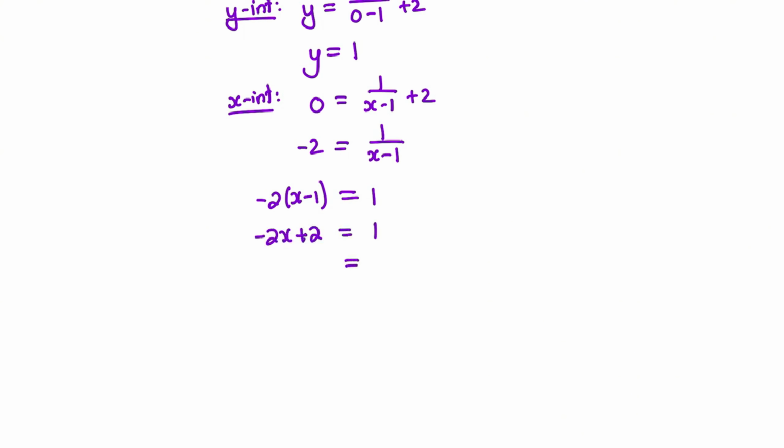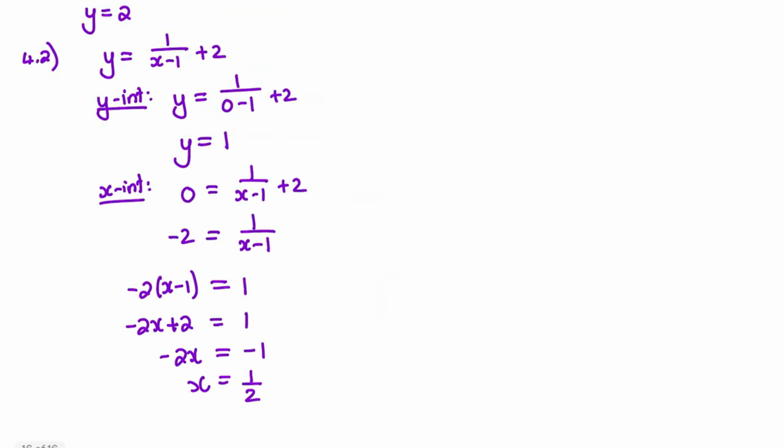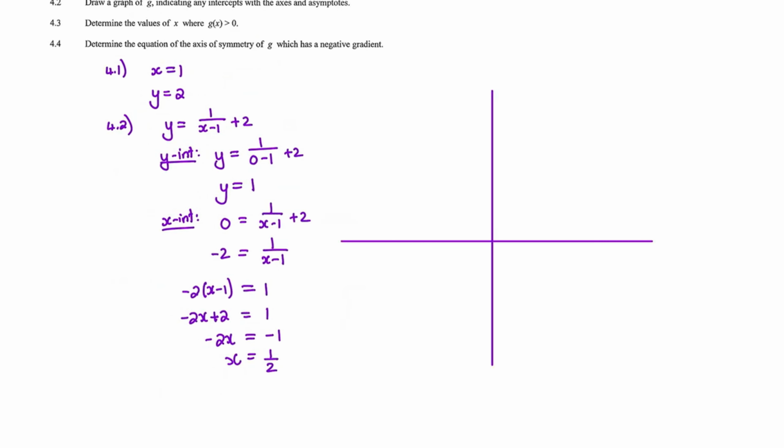And then I'll solve for x. So we can see that x is equal to a half. That will be our x-intercept. So let us quickly draw the function. Always draw the x and y axes. Put arrows on your axes and show the origin with a 0.